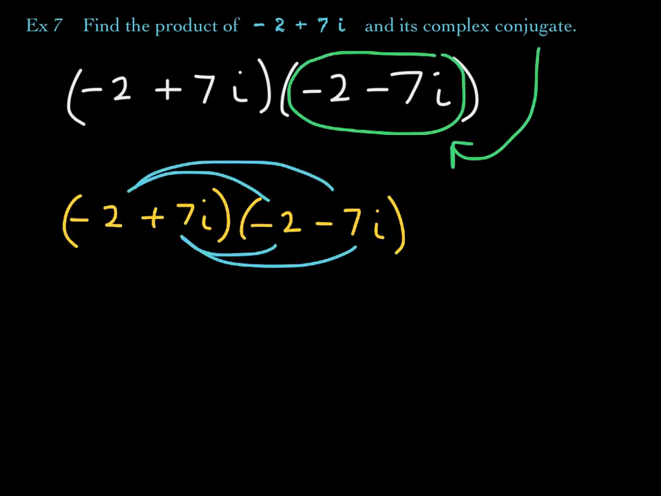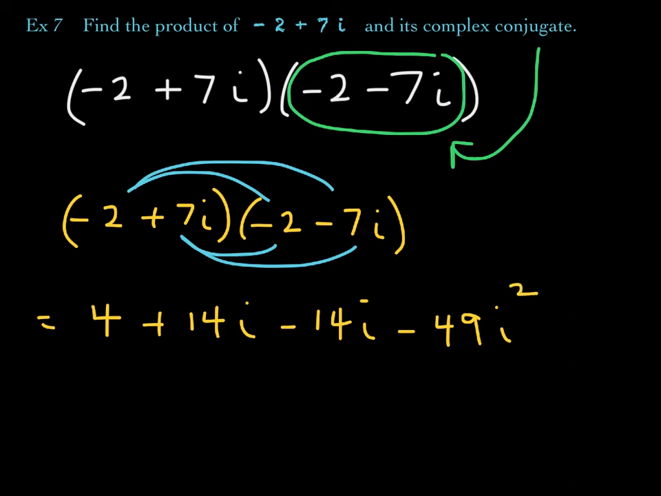All right, so let's distribute. And the reason why we're doing this is because I really, really want you to take special note of what our answer is going to be. Negative 2 times negative 2 is positive 4. Negative 2 times negative 7i is positive 14i. And then positive 7i times negative 2 is negative 14i. 7i times negative 7i is negative 49i squared.